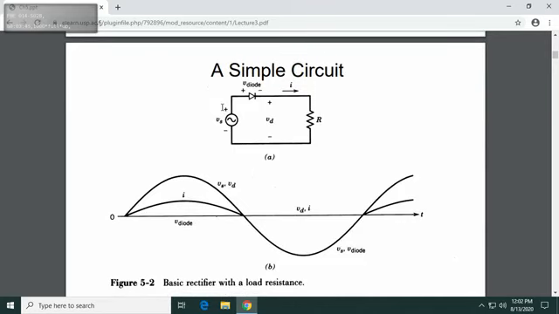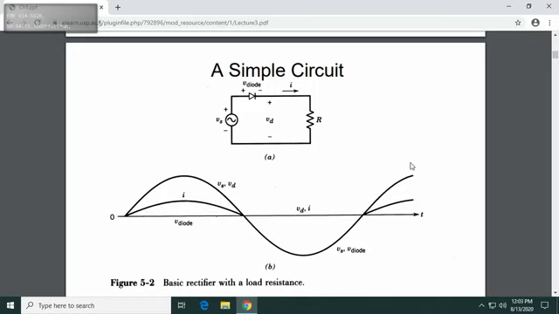What did we see? The voltage, this is the voltage source Vs, but at the load what happens to the current? It only flows in the positive cycle. So we have current here at the positive cycle. So that was resistive load.